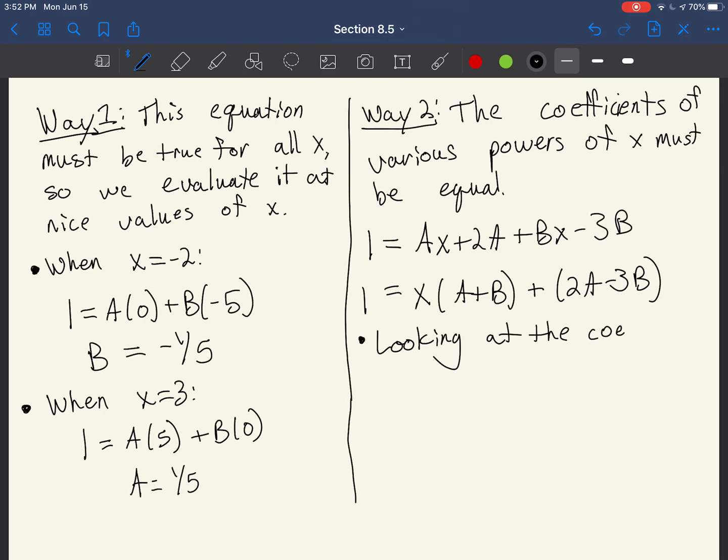So looking at the coefficient of x, the left-hand side does not have a coefficient of x, so we assume that's 0. So we have 0 has to equal the coefficient of x on the right-hand side, which is a plus b. So a has to equal negative b.